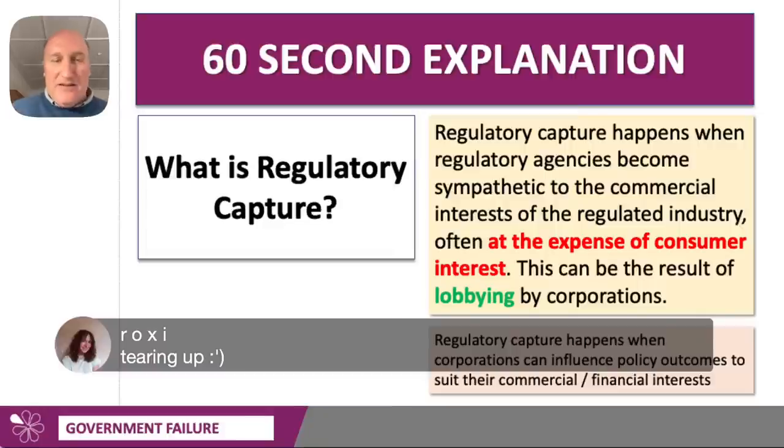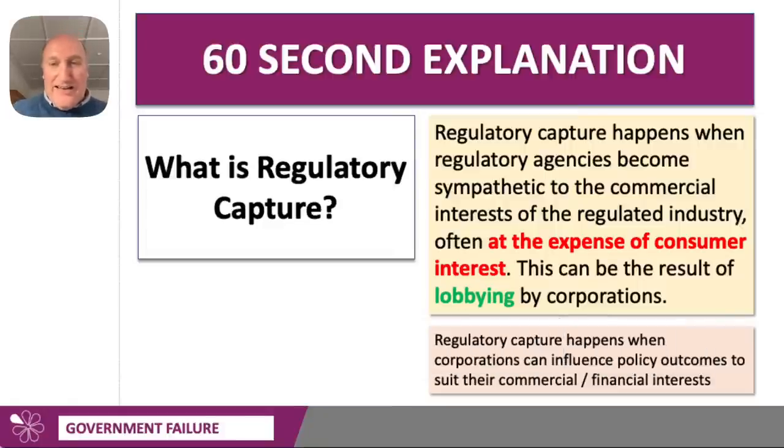Roxy's tearing up. I think we can all understand what a big moment that is for Roxy. Lobbying. Rack says, what's lobbying? Lobbying is basically where you lobby or try to influence, negotiate with a regulator to try and achieve something in your interest. A couple of good examples: the water industry, Ofwat is not particularly powerful. Ofgem, the energy industry, in terms of its potential regulatory capture.